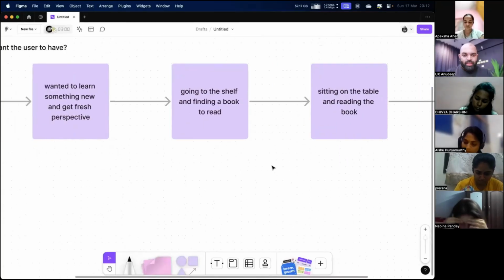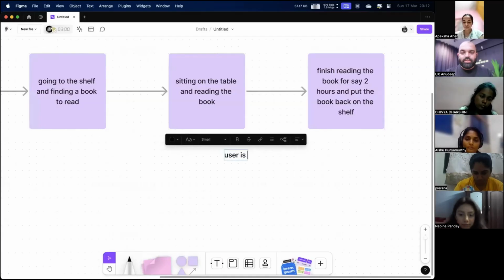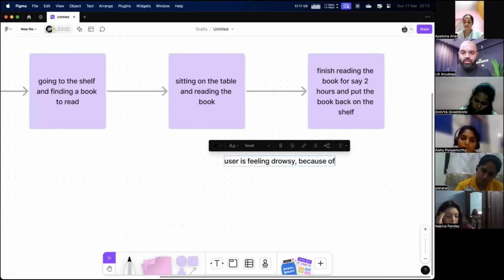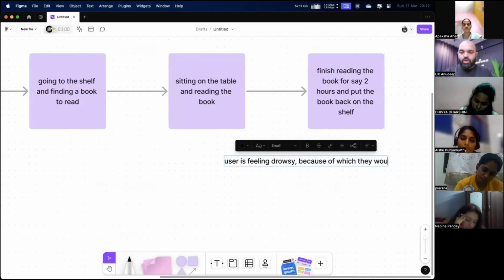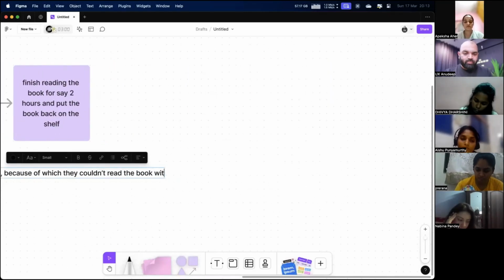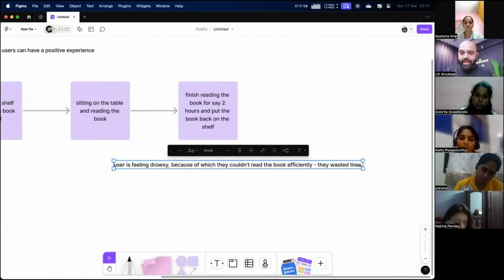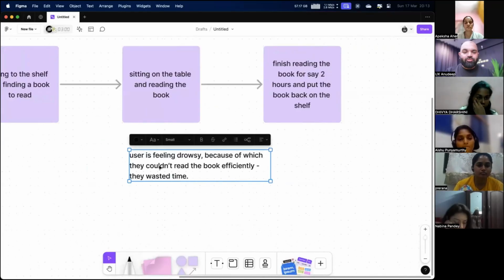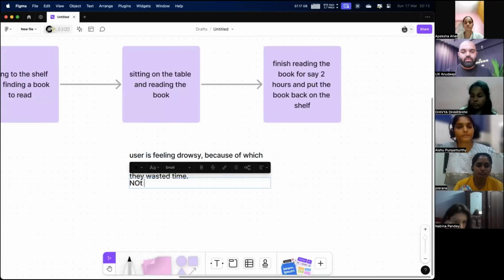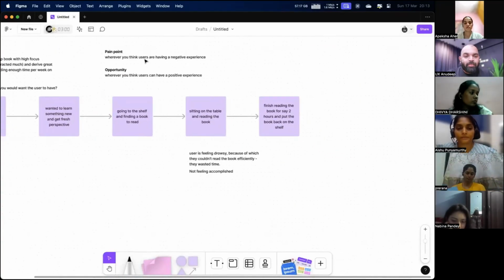That is clear. Let us say you're going here, sitting on the table and reading the book. And here you come and say, user is feeling drowsy. Okay? Because of which they couldn't read the book efficiently. Okay? That means they wasted time. Correct? So because of this, there is a negative emotion over here. They're not feeling accomplished. Correct? Yeah. Now, this is a negative emotion. So therefore, can this be called a pain point?